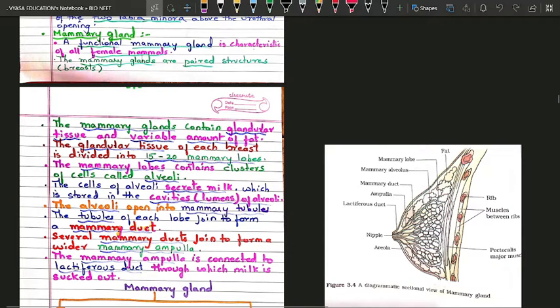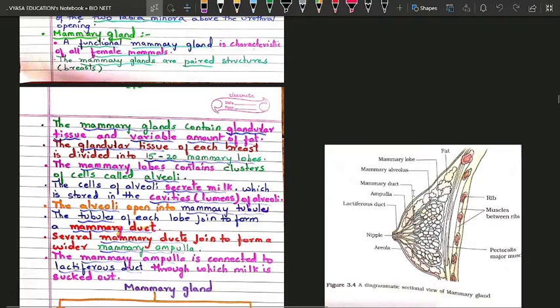The mammary glands contain glandular tissue and a variable amount of fat. These are the glandular tissues and these are the fats. The glandular tissue of each breast is divided into 15 to 20 mammary lobes. See here, these are the 15 to 20 mammary lobes. The mammary lobes contain clusters of cells called alveoli.